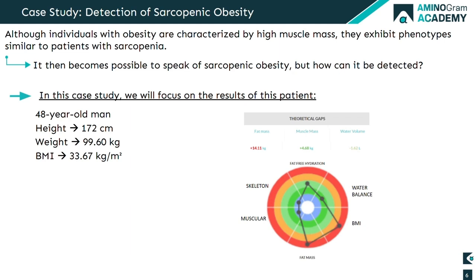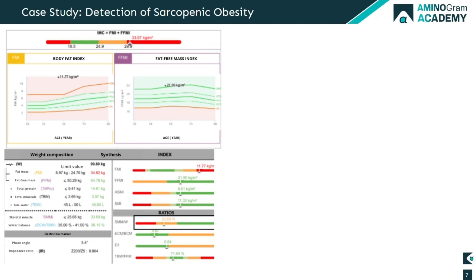define it. Here, to see how we can detect it, we will take the example of a 48-year-old man who is 1.72 meters tall and weighs 99.6 kilograms, which gives a BMI of about 33.7 kilograms per square meter. You can see here that he indeed has a very high body fat percentage of 101, compared to the references, which is over 14 kilograms more, and also a greater muscle mass of 4.7 kilograms compared to the reference. However, this man is indeed in sarcopenic obesity.